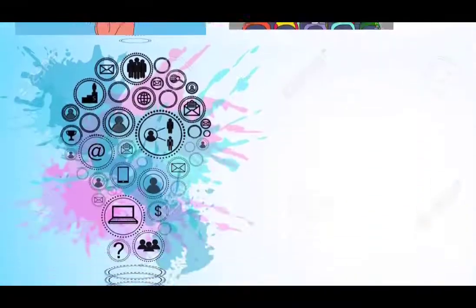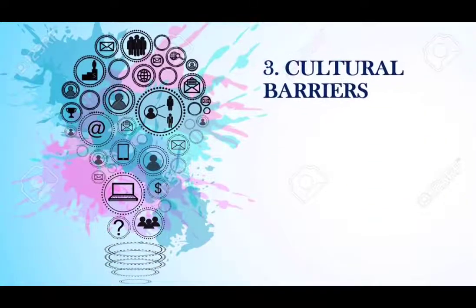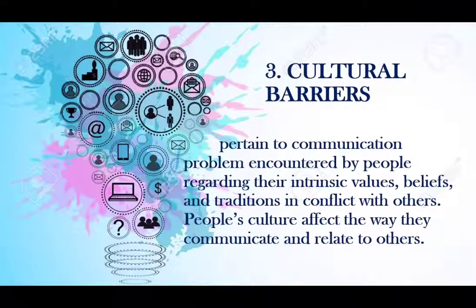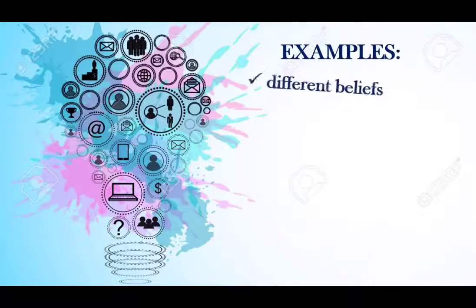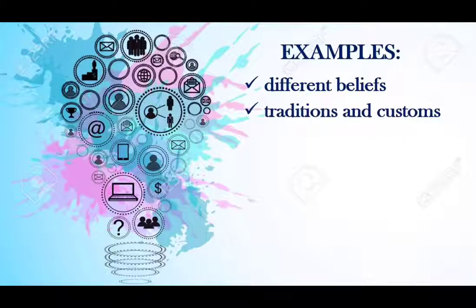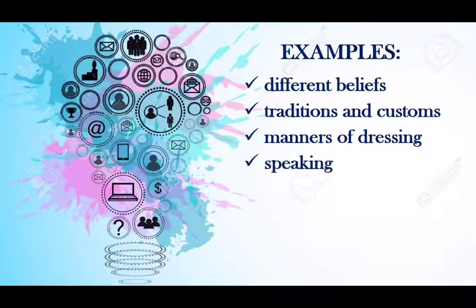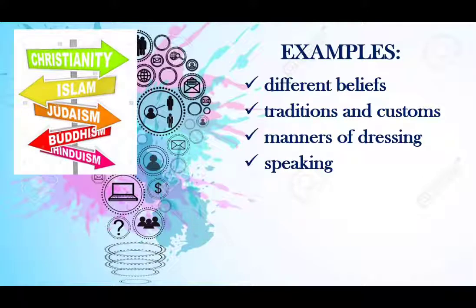The next one is cultural barriers. It pertains to communication problems encountered by people regarding their intrinsic values, beliefs, and traditions in conflict with others. People's culture affects the way they communicate and relate to others. And here are the examples of cultural barriers. First is different beliefs. Next is traditions and customs. Next is manners of dressing. And the last one is speaking. These are the examples of cultural barriers.